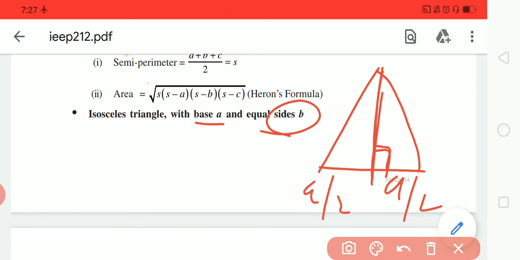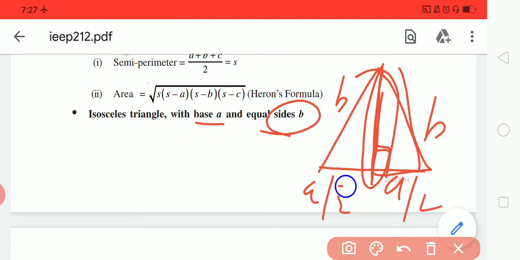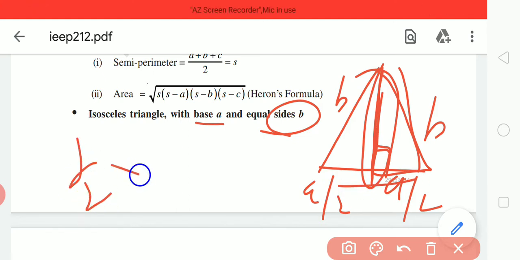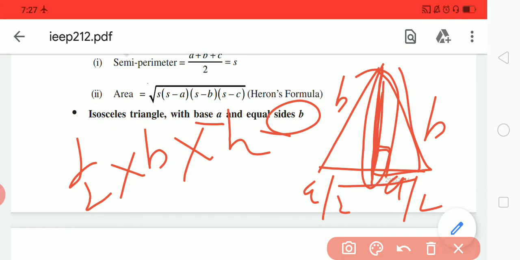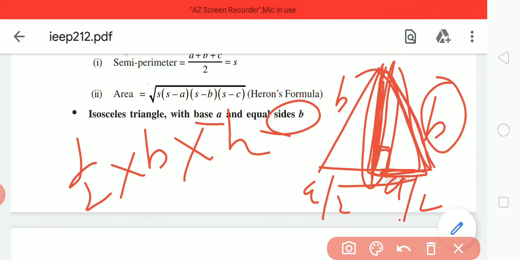So it is the height, at 90 degrees to the base, and it divides the base into two parts, each a by 2, and you have been given the equal sides B. So you can find the height from here, and the base you have is A. According to this also, you can use 1 by 2 into height into base. How can you find this height? By Pythagoras theorem. Use A by 2 as the base and B as the hypotenuse, and you can find this perpendicular, right? Hypotenuse square minus base square, right?